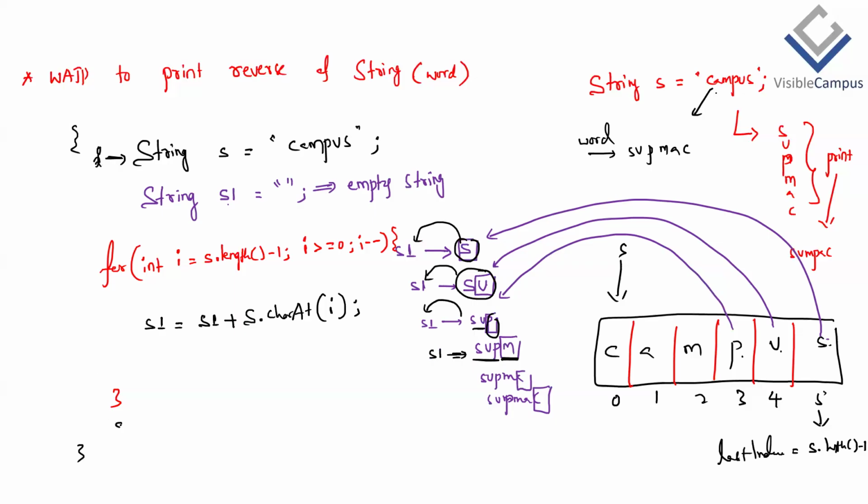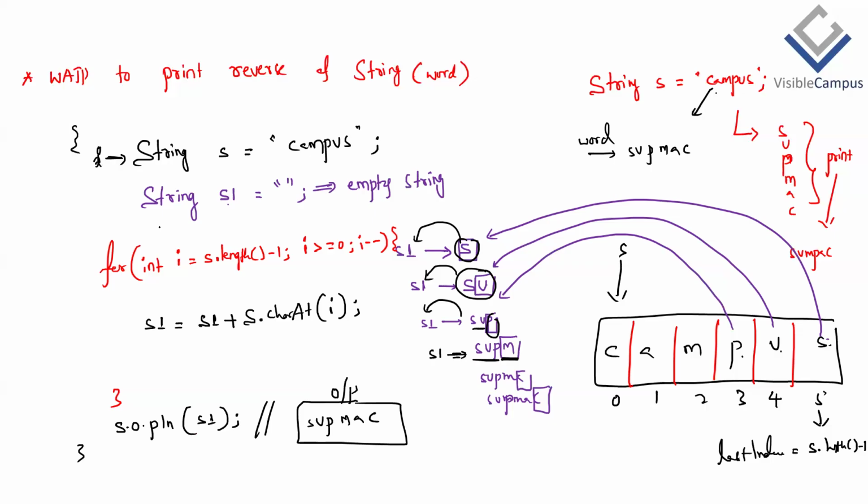Then finally, if you print with System.out.println, s1 is a variable. Because the string is immutable, we can't modify the existing string, and that's why we are using the new variable each and every time. So this line of code is going to give the output campus as a word in reverse order. This is our output. This is the process to reverse a string. Without this empty string, it's not possible.